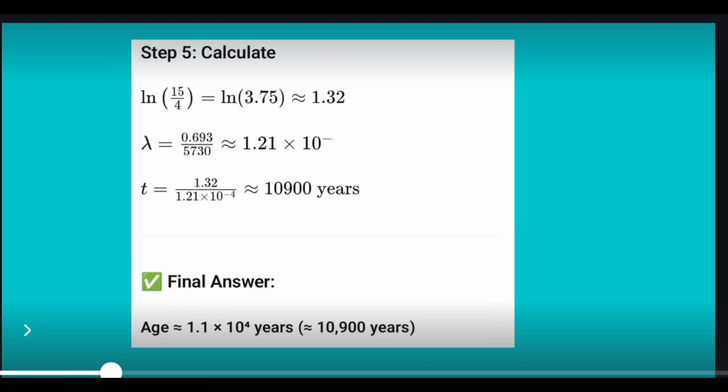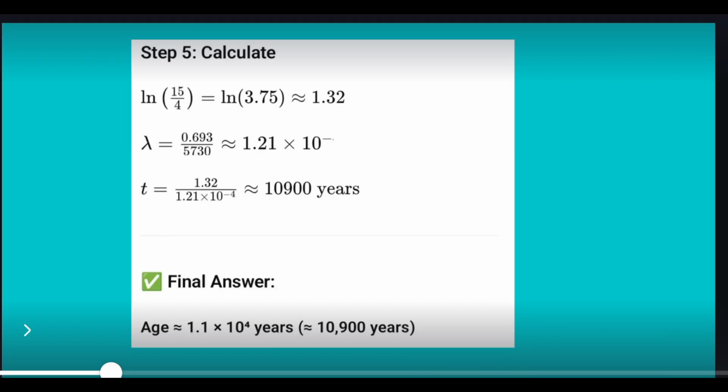In step 5, calculate. Ln 15 by 4 is equal to ln 3.75, that is equal to 1.32. So now substitute in lambda. Lambda is equal to 0.693 divided by 5730 is equal to 1.21 into 10 to the power minus 4. Then t is equal to 1.32 divided by 1.21 into 10 to the power minus 4, that is equal to 10,900 years. So the final answer for this question is 1.1 into 10 to the power 4 years.